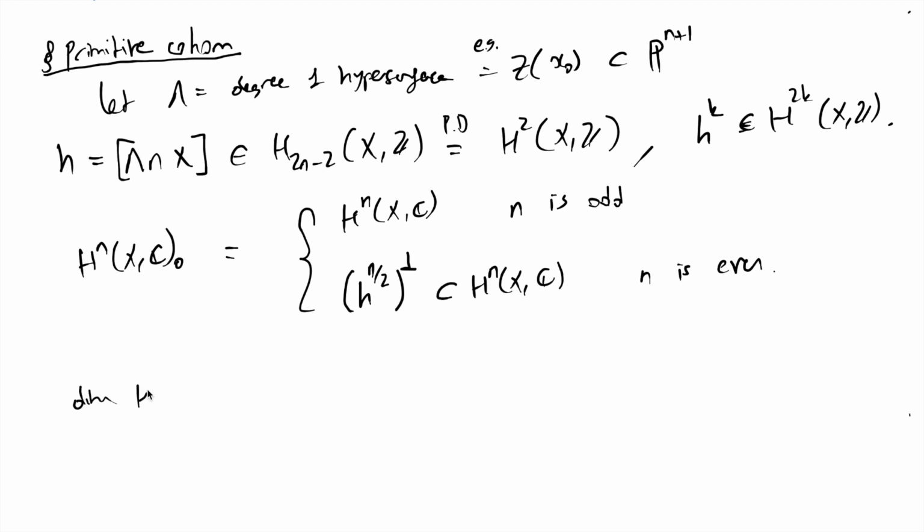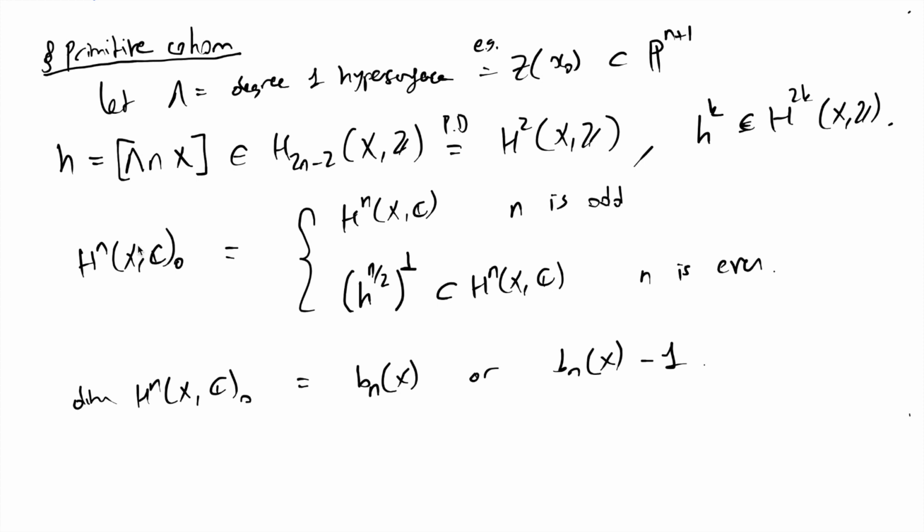So the dimension of the primitive H^n of X is either the dimension here, which we call b_n(X), the Betti number, or b_n(X) minus 1. And you know what's not orthogonal to h^{n/2}? h^{n/2} itself. When you intersect h^{n/2} with itself, you get the degree of X. In particular, it's not orthogonal to itself. That's the extra element that comes from P^{n+1} that we're removing from the cohomology.